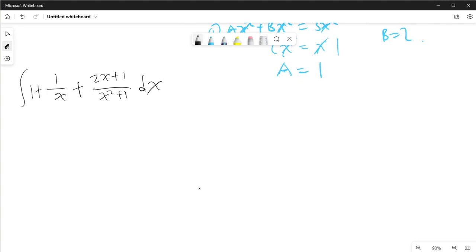So first one, just x. The integral of 1 is just x, plus ln x. And then I will have to do u sub for this. So let me just write it down. I can split this as 2 plus 1 over x squared plus 1.